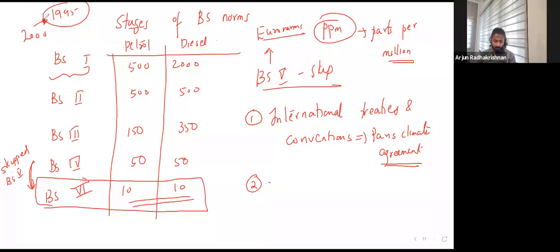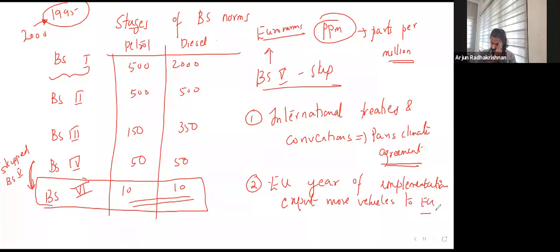So second is to get matched with the EU year of implementation, and export more vehicles to the EU.